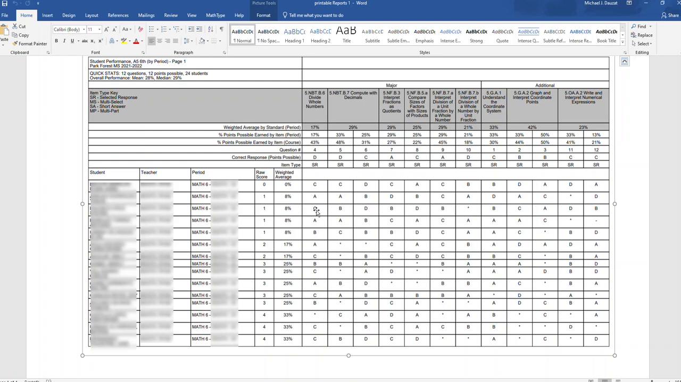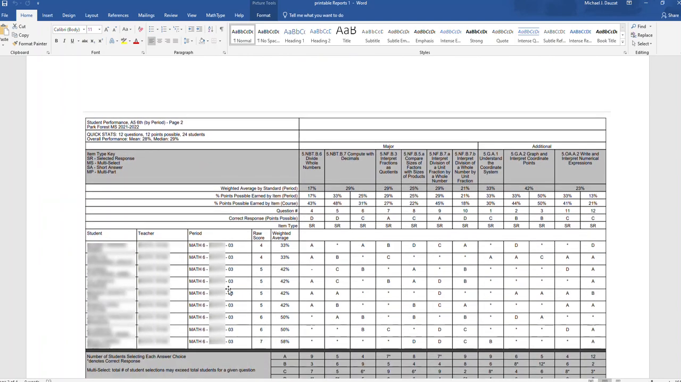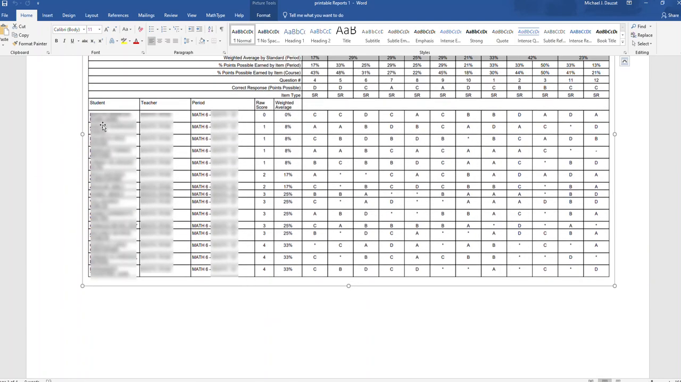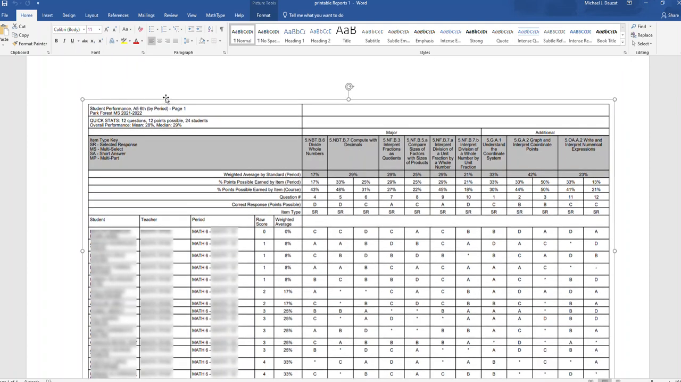Okay, so let's understand how to read this report. At the top, the very first row, first column, it indicates student performance. A5 means diagnostic. The 6 means grade 6. And then it'll be by period. So this is period 3. For each student, you'll see some information. Now, go back to quick stats right here. There are 12 questions on the 6th grade diagnostic, and 24 students in this period took the assessment.